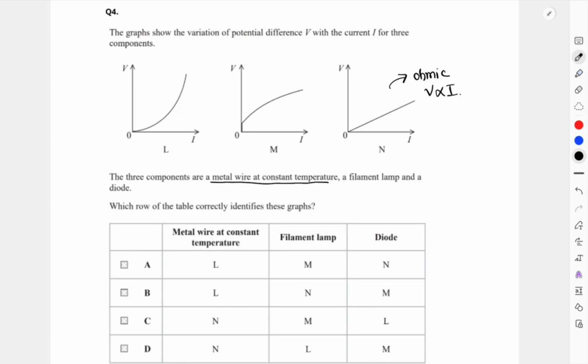And again, for the filament lamp, we have already seen in question one that this is your filament lamp graph, right? Same situation over here. Initially the current will be very high, finally the current will be very low because of the increase in resistance, because of the increase in temperature. So this is for your filament lamp. And again, M is for the diode.